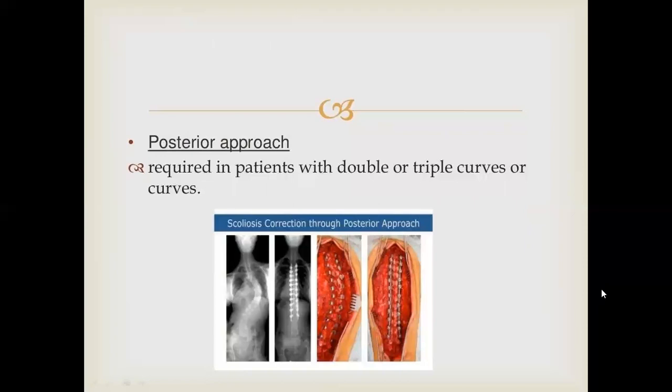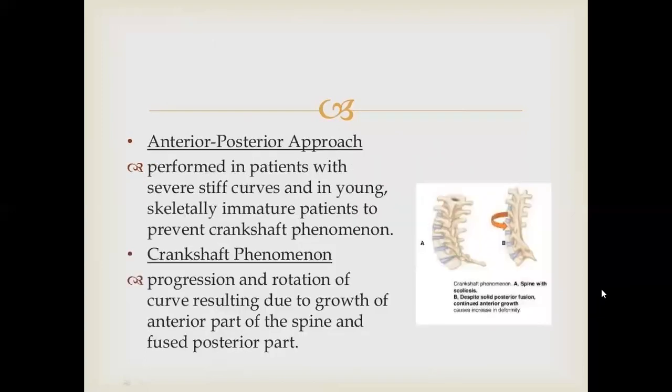The posterior approach is required in patients with double or triple curves. As you can see, the scoliosis correction through the posterior approach. The anterior-posterior approach is performed in patients with severe stiff curves and in young, skeletally immature patients to prevent the crankshaft phenomenon, the progression and rotation of the curve resulting from growth of the anterior part of the spine once it is fused to the posterior part.